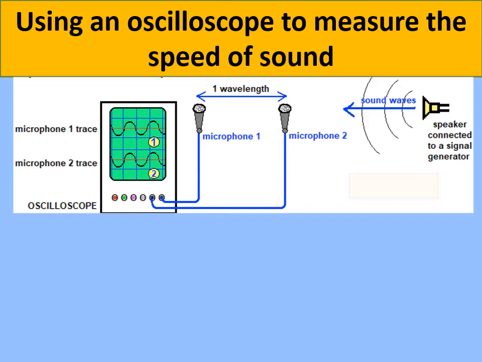You can secure the speaker and the two microphones with stands and clamps, making sure that they are aligned at the same height. Then set the oscilloscope to detect the sound wave signals from both microphones to give you two traces on the screen. So you can see two traces on the screen there. Start with the two microphones next to each other near the speaker.